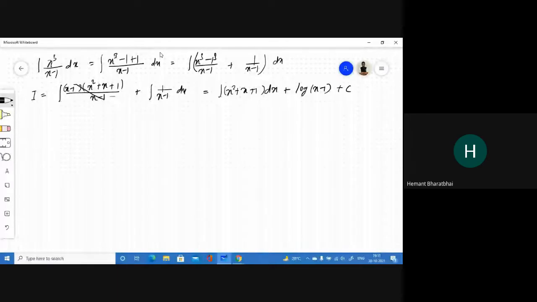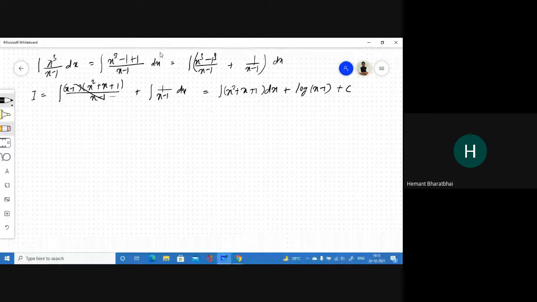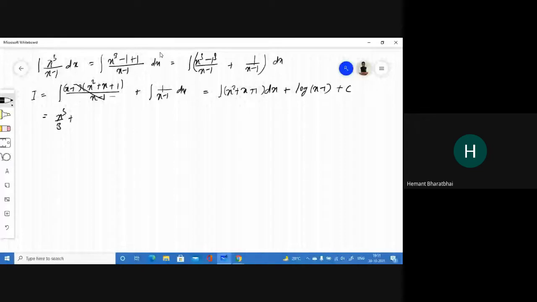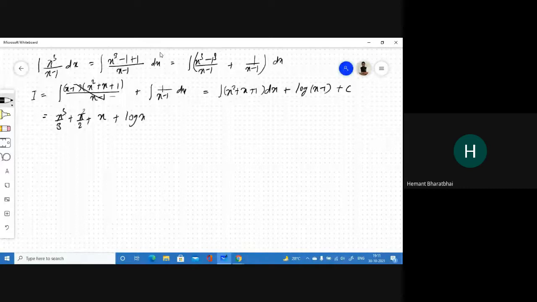Now you can do this separately, or you can just consider in mind that you are separately integrating x square. So integration of x square is x cube by 3. Integration of x is x square by 2. And integration of 1, that is dx, is x, plus log of x minus 1 plus c. So this is my final answer.